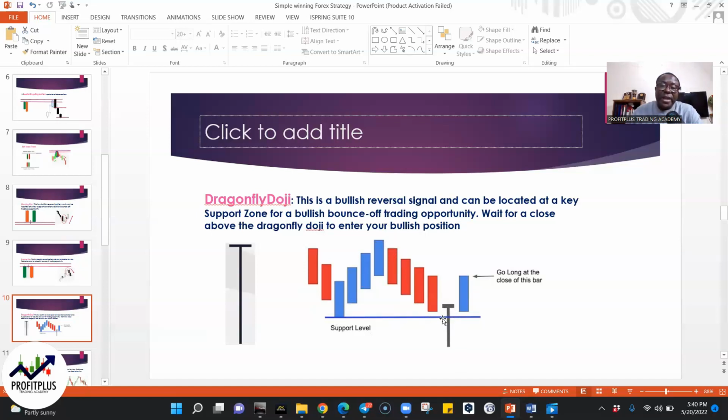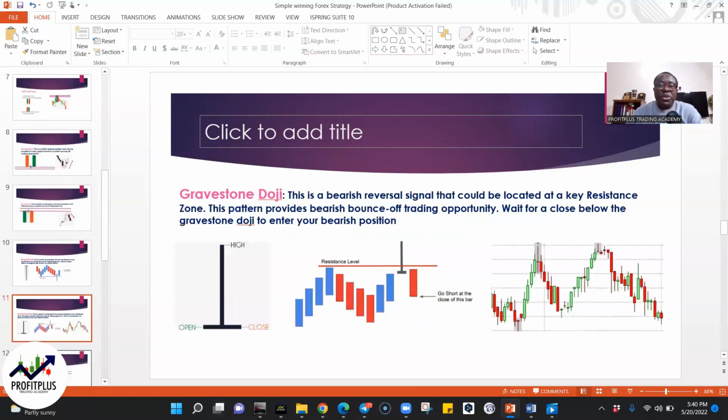That's a dragonfly doji. All right, you're going to take a long position somewhere at the close of this, maybe about 5 pips above the close of this bull candle. Okay, above this bull candle, when it finishes, this actually confirms that the market has some bounce off. So okay, below here you can put your stop, and calculate a 1:2 risk reward ratio.